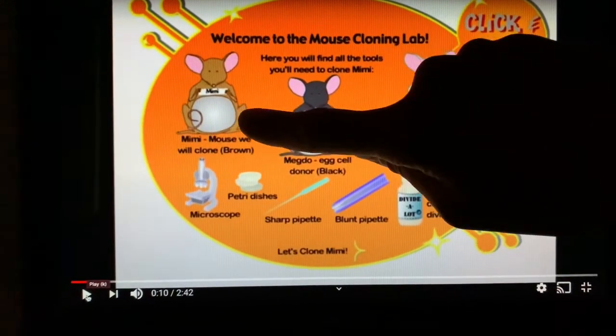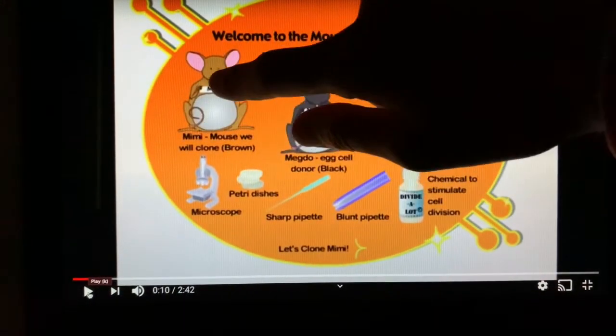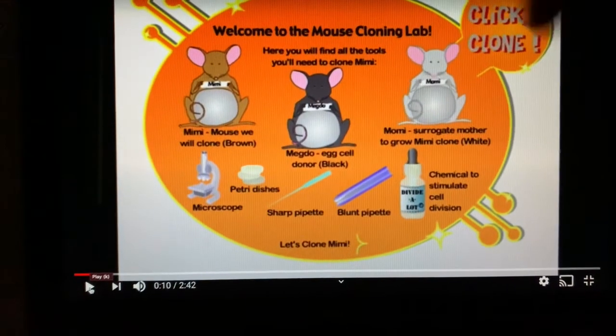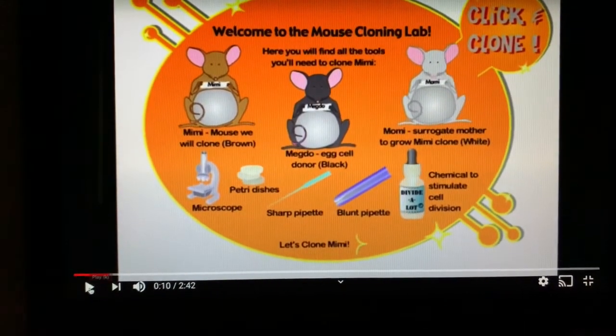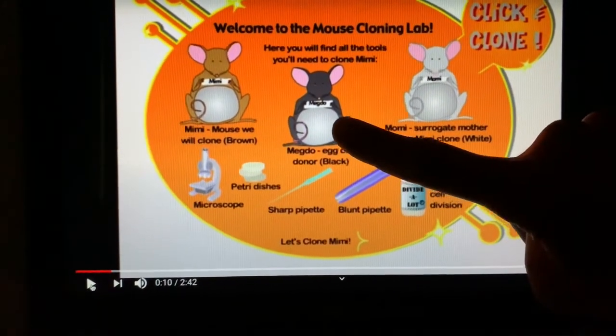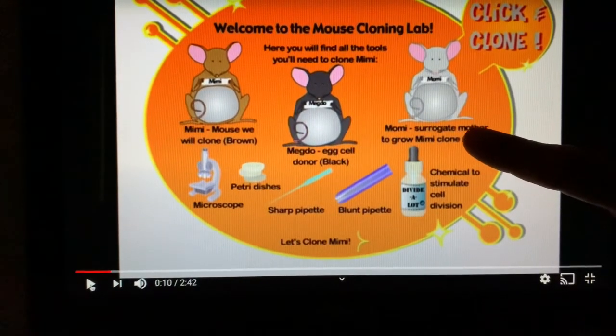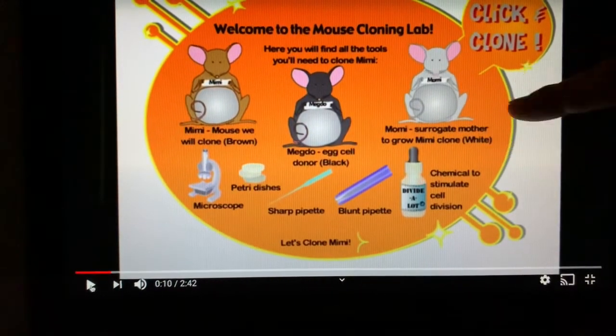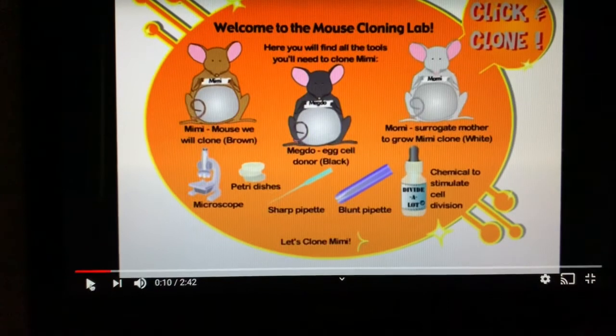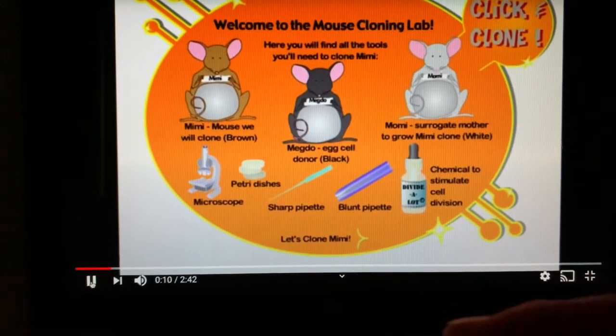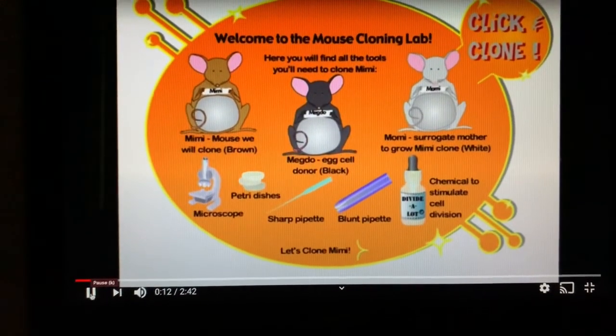So we have Mimi. She's the mouse that we want to clone. Get it? Mimi. Want to clone me? Do you get two of me? Megdo is the egg donor. And this is Mommy. Mommy is the surrogate mother. Get it? Like the mom. Kind of cute. And those are all the tools that you're going to use.